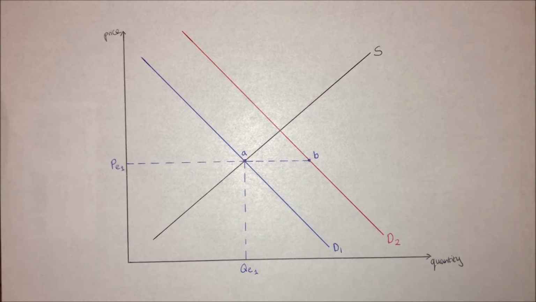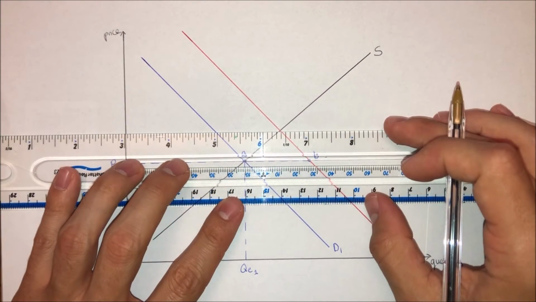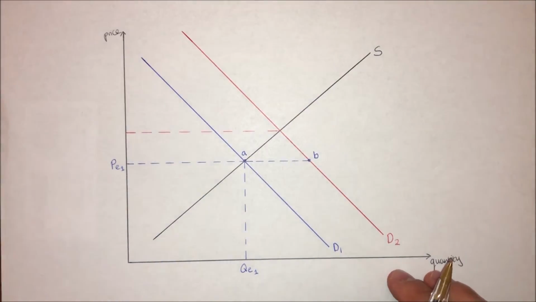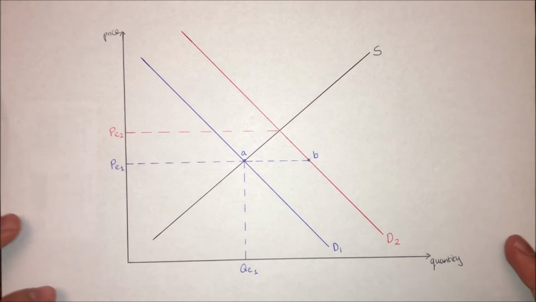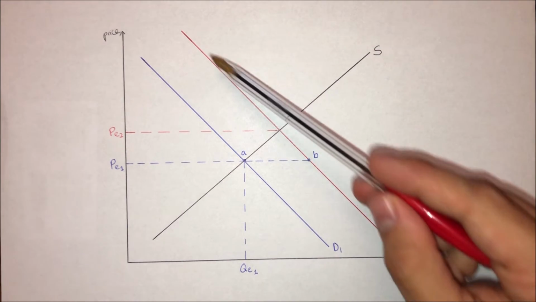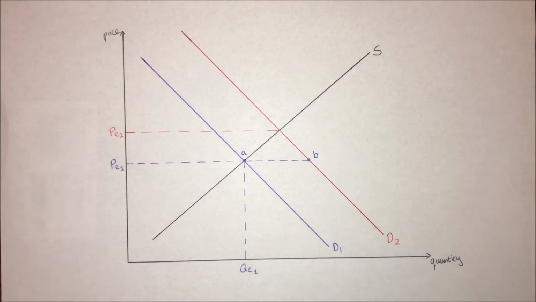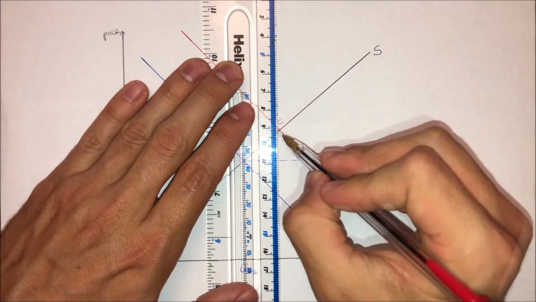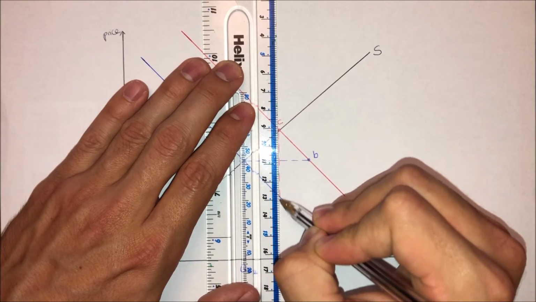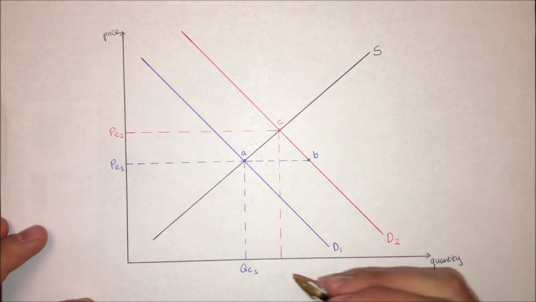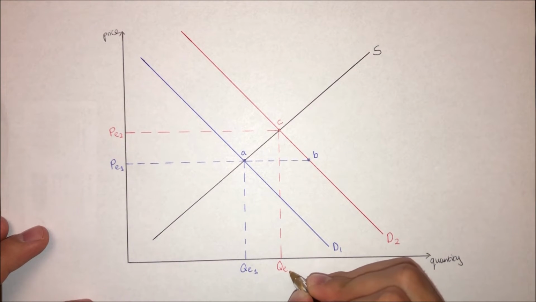We'll draw that in now. So D2 now intersects the supply curve at point C. Follow this down. We'll call this new quantity supplied QE2.